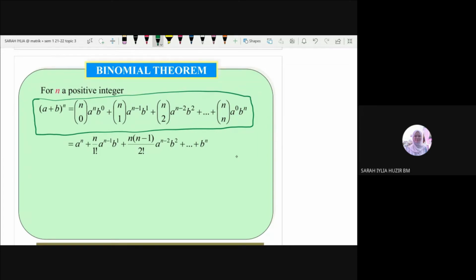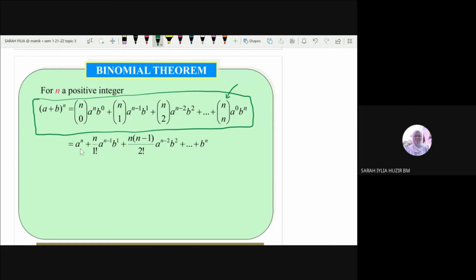Okay, so dia akan start dengan NC0. A, our first term akan start dengan highest power. Our second term akan start dengan lowest power. And then dia akan alternately lah. A akan turun 1 kuasa, B akan naik. So lebih kurang macam konsep Pascal triangle tadi. And then dia akan stop dekat NCN. Okay, ini formula dia. Kita terus buat example lah ya.